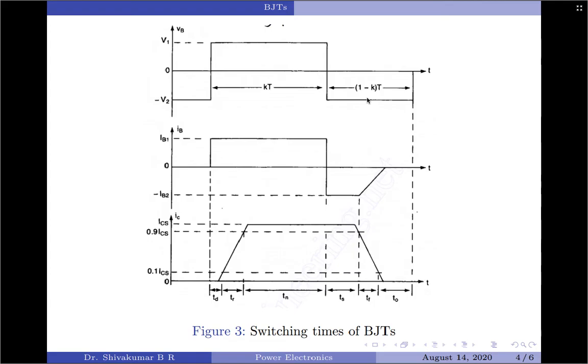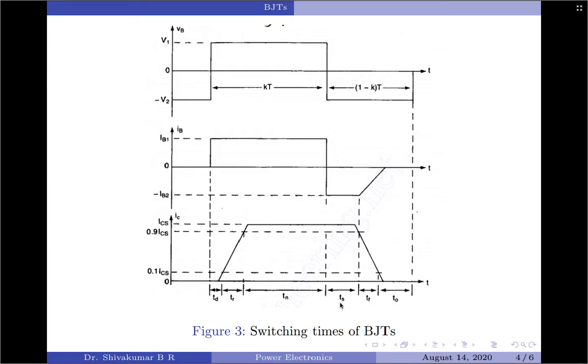So, when the input voltage is reversed from plus V1 to minus V2, and the base current also changes to minus IB2, the collector current does not change for a time that is represented by Ts, and we call this time the storage time. Now, Ts is the time required to remove the saturating charge from the base region.